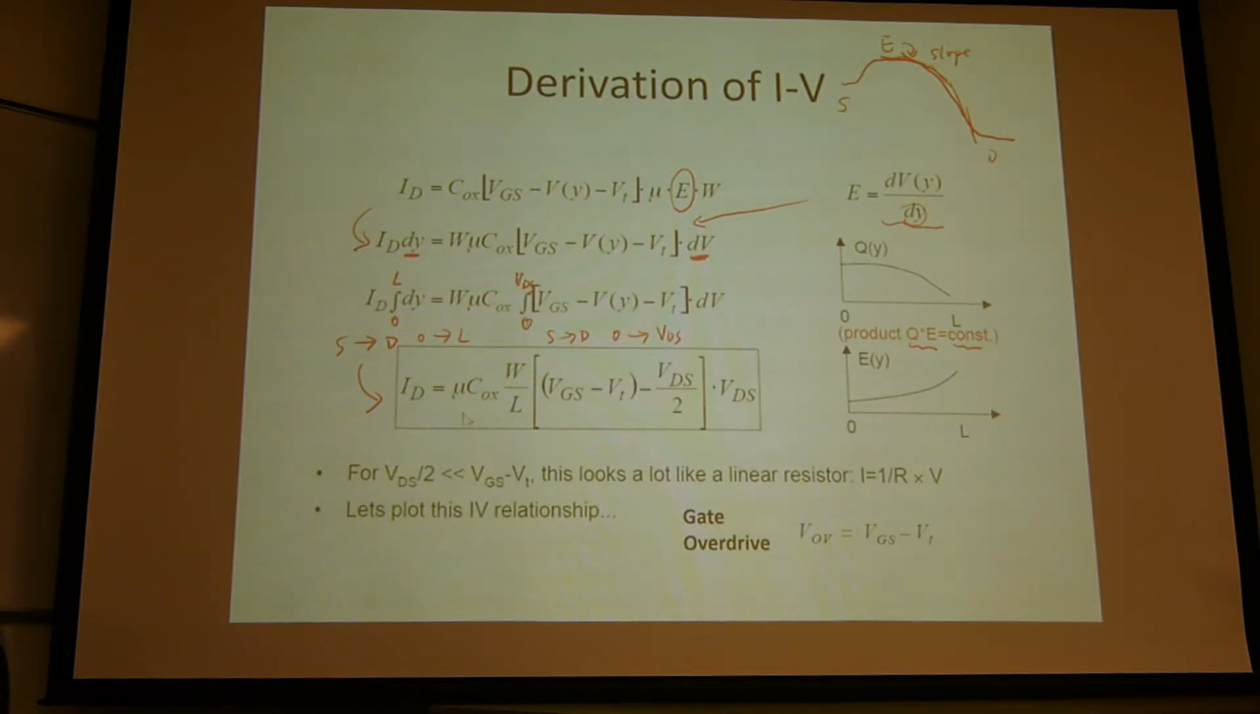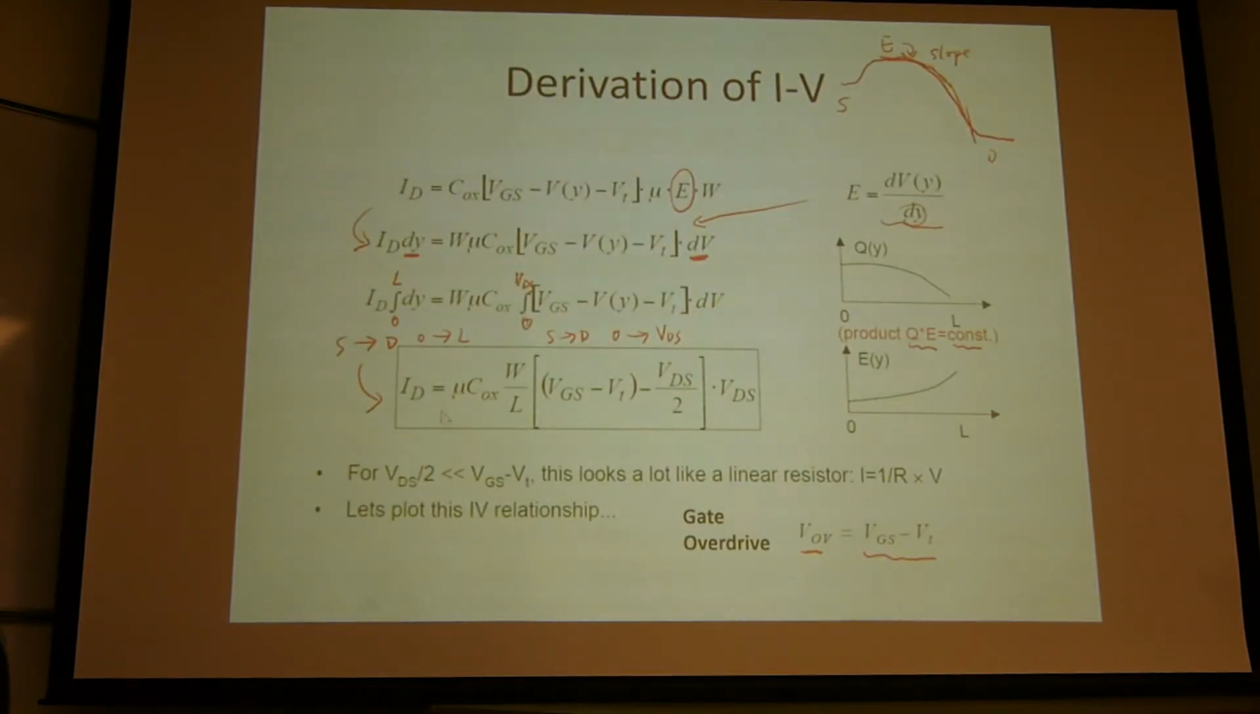Okay, so this is the current we have seen before, and we will define this VGS minus VT as the gate overdrive, or we give it a name like VOV, because later we are going to compare this VOV with your drain voltage VDS to determine the linear region or the saturation region.